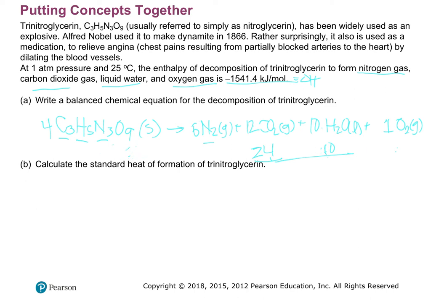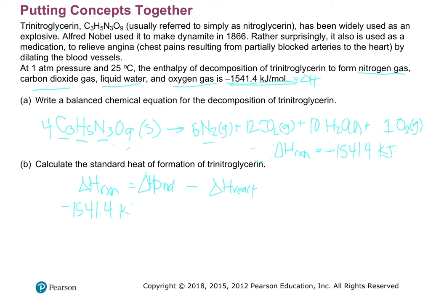Now we're going to calculate the standard heat of formation of this molecule. So we know that the reaction, delta H reaction, is negative 1541.4 kilojoules. Now what I know is that delta H reaction equals delta H of the products minus delta H of the reactants. So I know the reaction delta H is negative 1541.4 kilojoules.